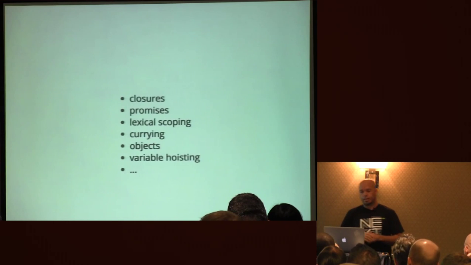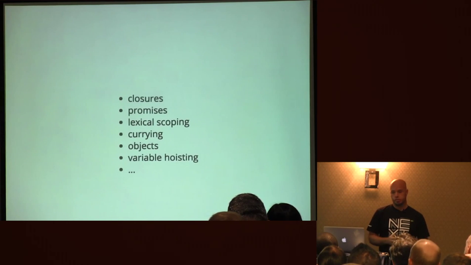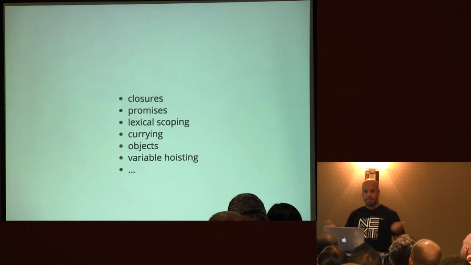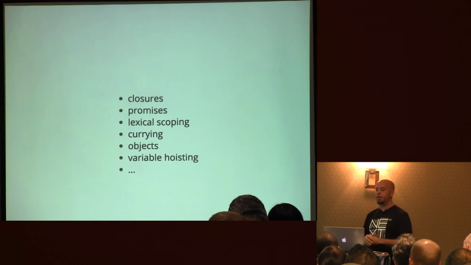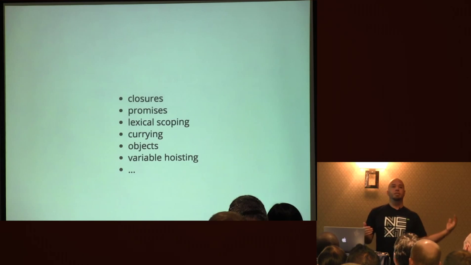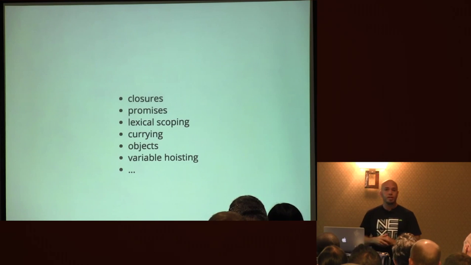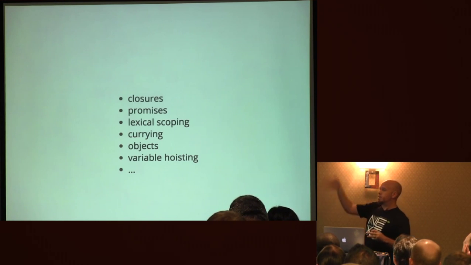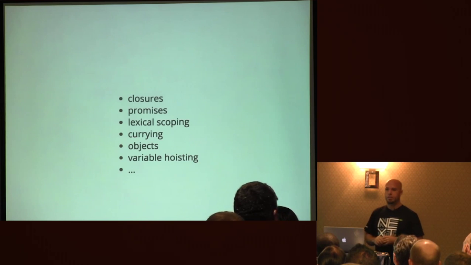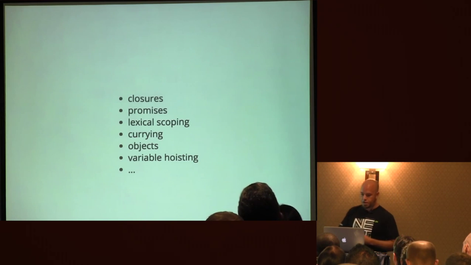And these are things like closures, right? Promises inside of JavaScript, similar to deferreds. Lexical scoping, how does that work in JavaScript? It can be very confusing. Advanced concepts like currying. How do objects work? Variable hoisting inside of JavaScript as well. So some of these advanced concepts are really just dealing with the goofiness of the JavaScript language and wrangling that and bringing that all in.